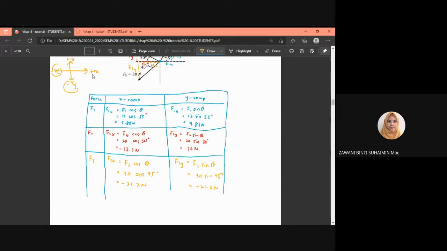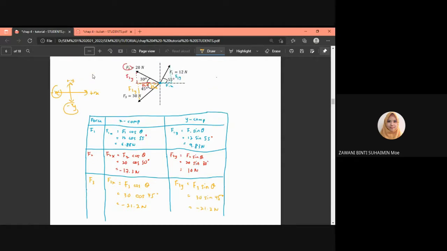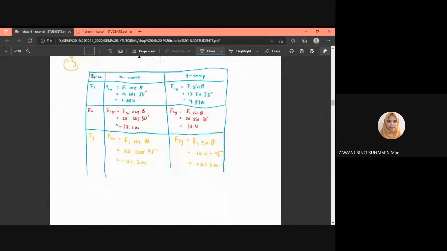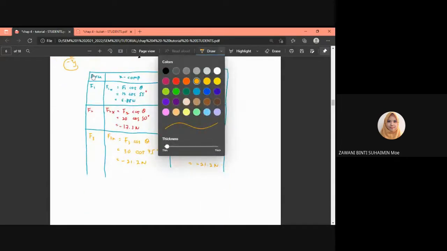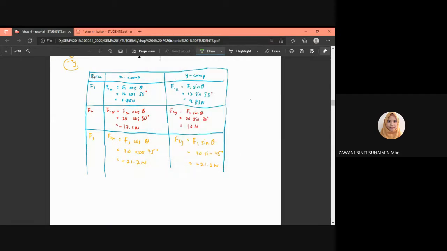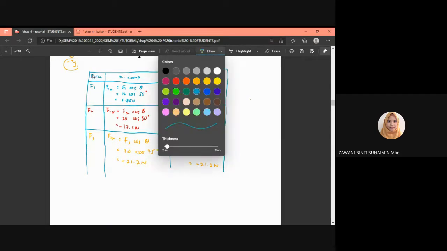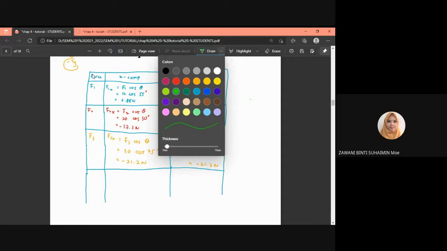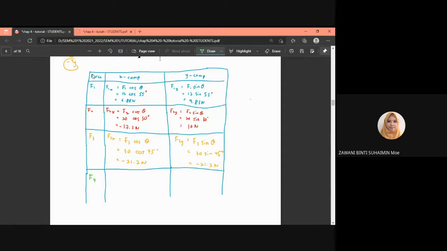Lepas tu dia minta apakah additional force, apakah force yang baru yang boleh balancekan ketiga-tiga force ni. Maksudnya dia nak awak cari satu value force yang baru yang boleh balancekan ketiga-tiga force tu. Kita labelkan force yang baru tu sebagai F4. F4 tu kita tak tahu kat mana, so bila kita tak tahu, kita tulis je kat sini F4 in X component, dan yang kat sini pun kita tak tahu, so F4 in Y component.